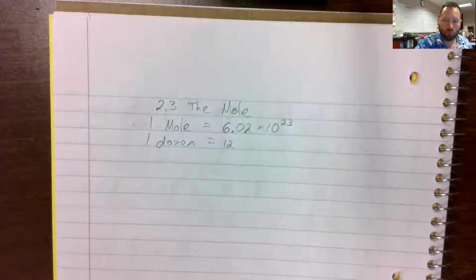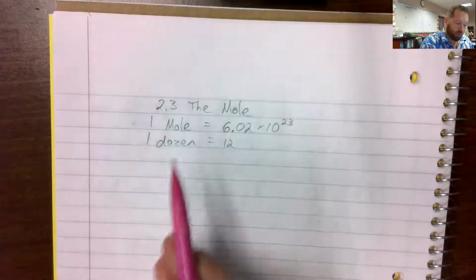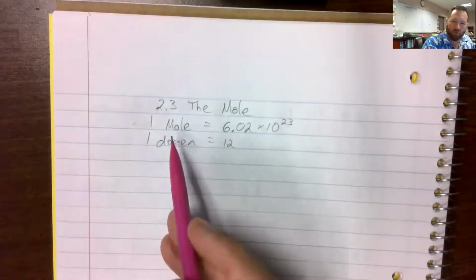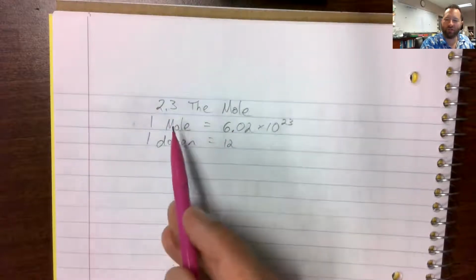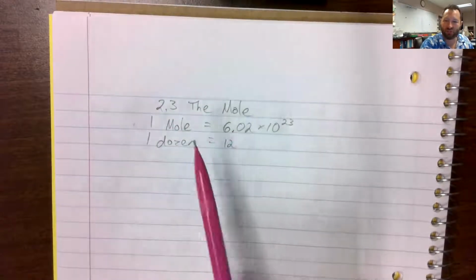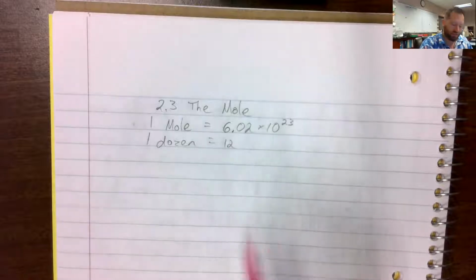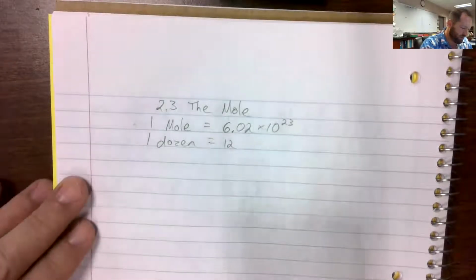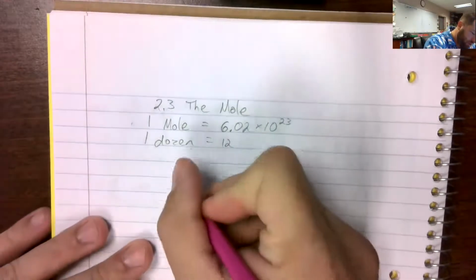Say I have a dozen roses, and it's 12 roses, or a dozen eggs, or a dozen donuts. And same thing with the mole. You have a mole of roses, and it'd be a gigantic number of roses. That's a really, really big number, 6.02 times 10 to the 23rd. Okay, so how do we use the mole?